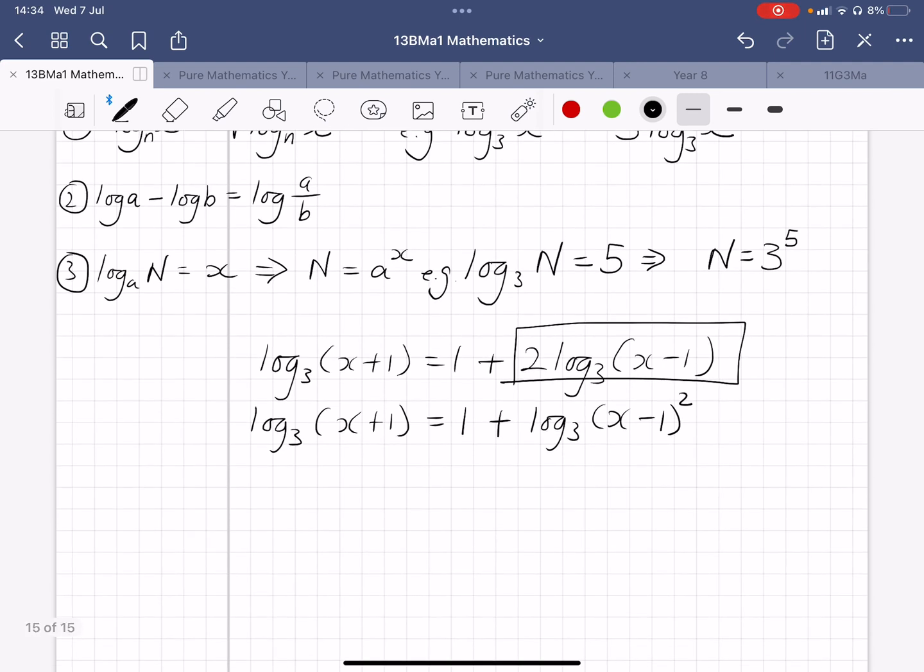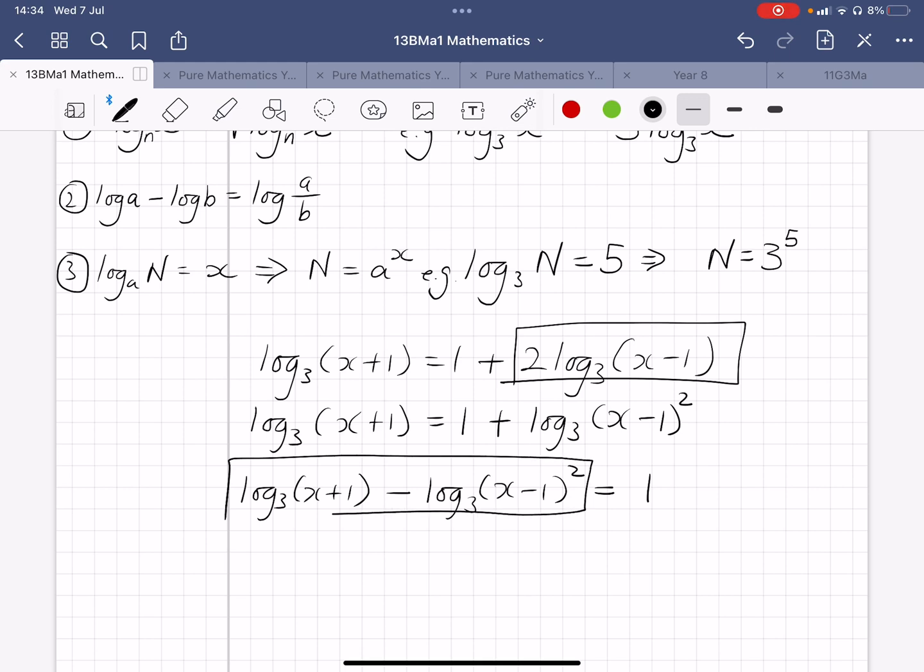Now I rearrange. That becomes minus log to base 3 of (x minus 1) squared, equal to 1. This bit here now, I can apply rule 2, which tells me that it's equal to log base 3 of (x plus 1) over (x minus 1) squared. All that is equal to 1.